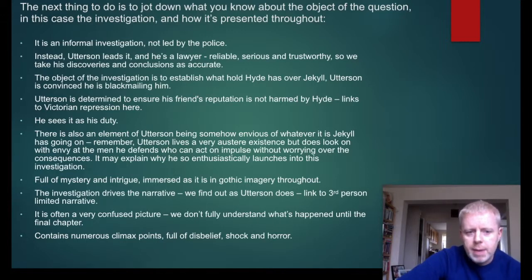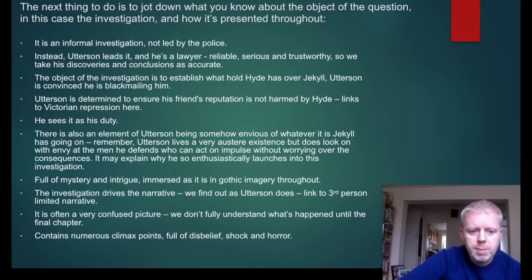But we basically go on this journey of discovery. We accompany Utterson on his investigation, and because he's a lawyer, we know he's reliable and trustworthy, so we take any of his discoveries as accurate, even though they are incorrect. Retrospectively, we understand they are incorrect.